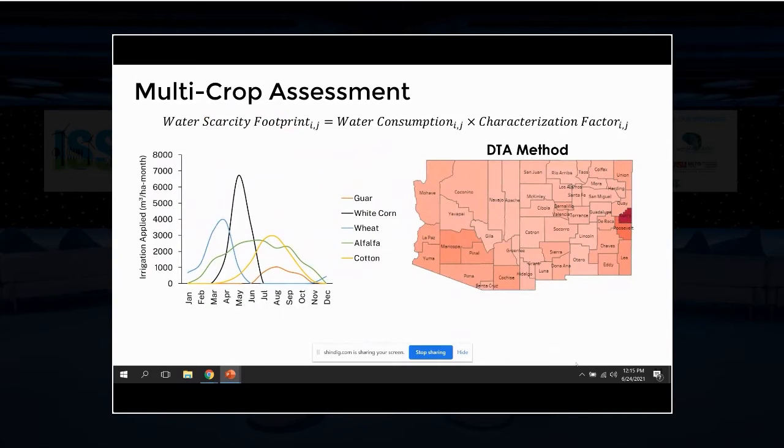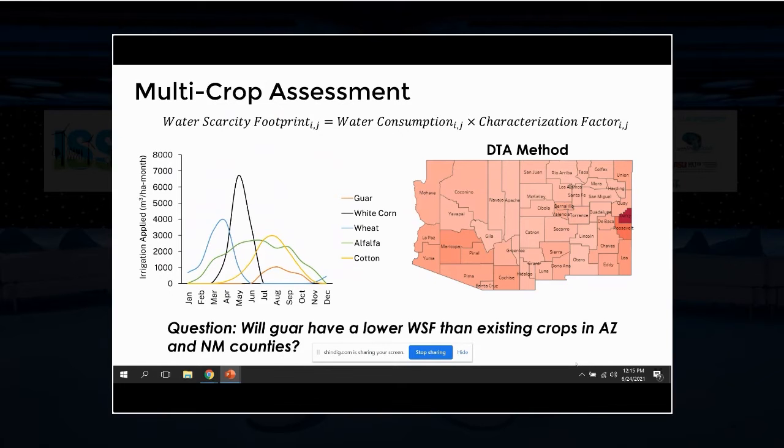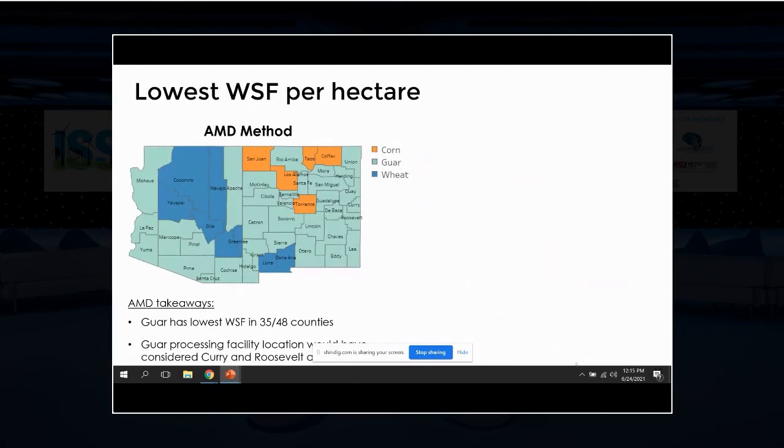I've done a very similar thing to alfalfa, but now I'm including guar's irrigation schedule and 4 crops in the region. I'm using the demand to availability characterization factors, and I'm going to compare, again, the original AMD resolution to the new demand to availability to answer if guar can have the lower water scarcity footprint than these other crops. So what we're looking at, in each county, is just the lowest resulting water scarcity footprint. So I ran the 5 crops.